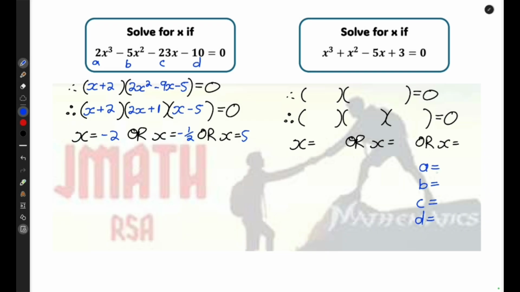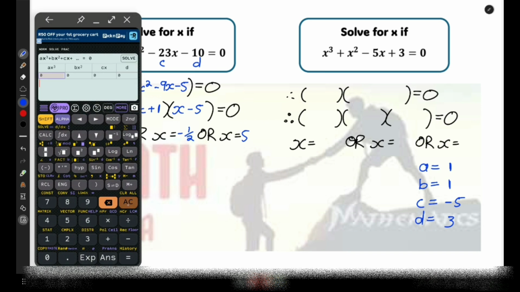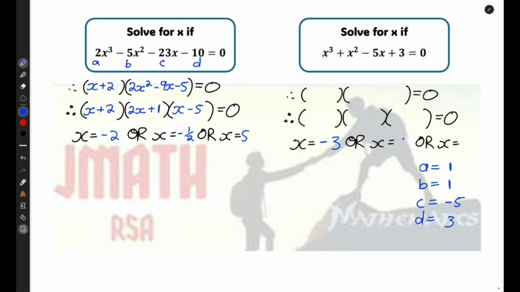So I'm starting with this skeleton, and I just need to fill in all the details. So you can see my A value is 1, my B value is 1, my C value is minus 5, my D value is plus 3. Okay, on the calculator, I am then just going to type all of that in. So A is 1, B is 1, C is minus 5, and D is equal to 3. Okay, my first x value would be minus 3, then 1, and that's all they give me. So minus 3 and 1.